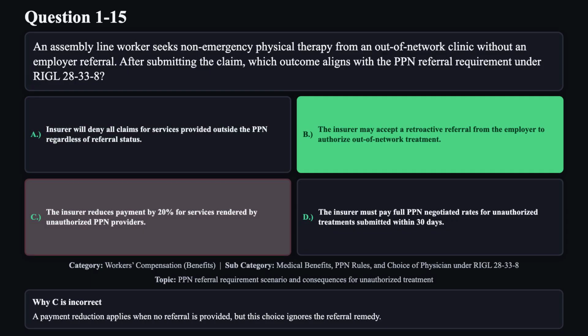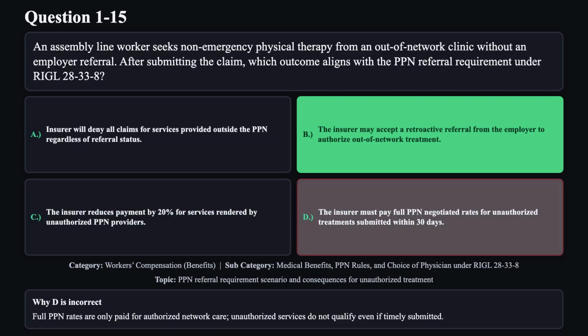Reason C is not correct. A payment reduction applies when no referral is provided, but this choice ignores the referral remedy. Reason D is not correct. Full PPN rates are only paid for authorized network care. Unauthorized services do not qualify even if timely submitted.